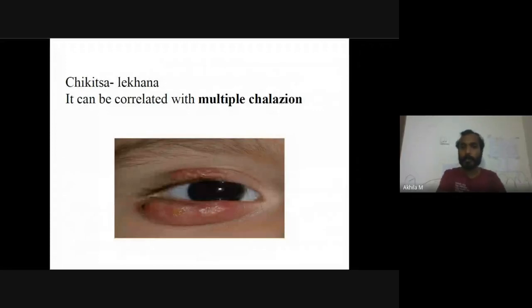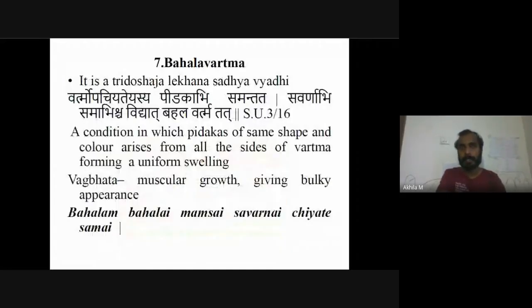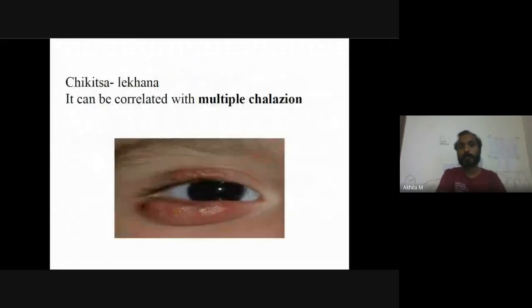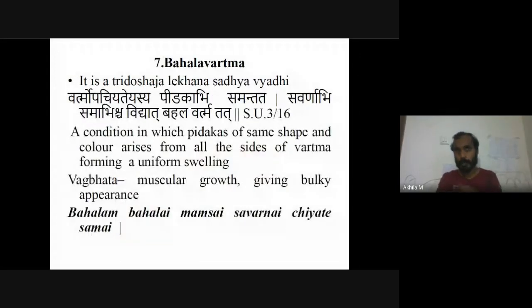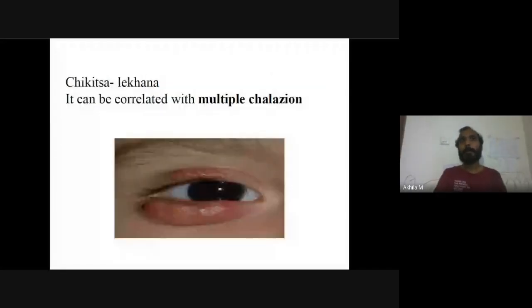So Bahala Varma, according to the condition, can be correlated with multiple chalazia. According to Sushruta Acharya, so many pidakas are there, and together they give a large swelling appearance to the varma. But according to Vagbhata Acharya, it is a muscular growth giving a bulky appearance to the varma. So here also we can correlate with multiple chalazia, tarsal cyst or meibomian cyst. When they are two to three or three to four in number, together they give a mass appearance, a large swelling to the varma. So that can be correlated with Bahala Varma. Lekhana karma is advised. Tridoshaja, lekhana sadhya jati is Bahala Varma.